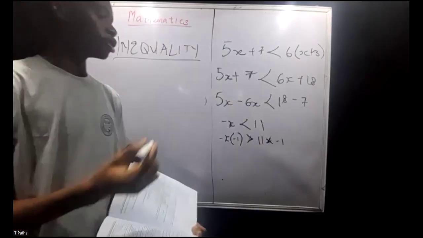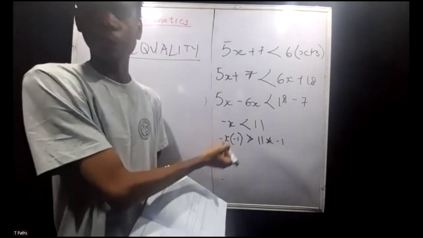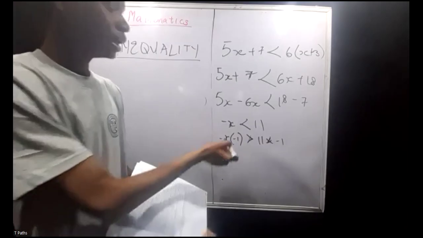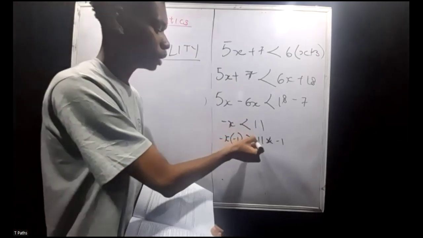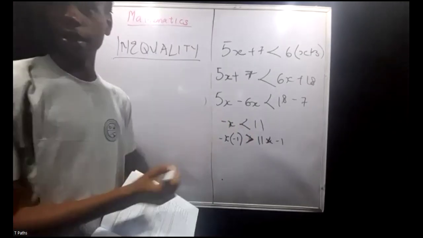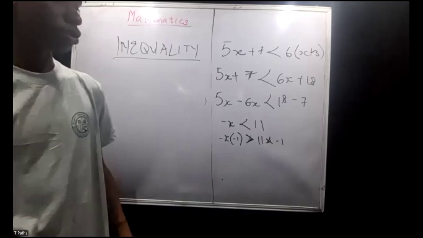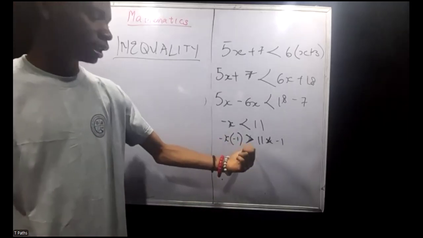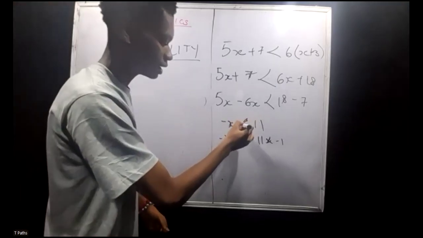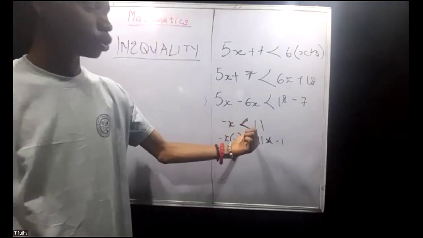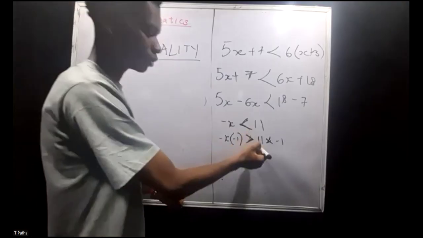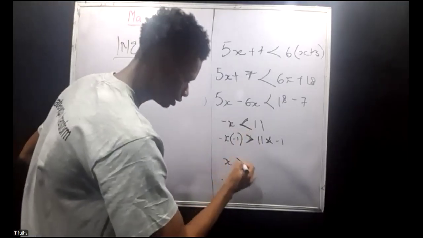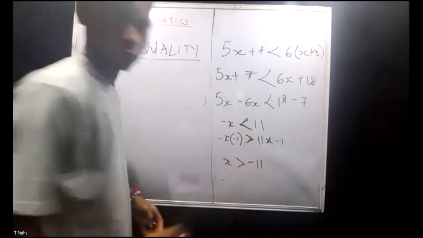Anytime you are dividing or multiplying by a negative number in inequality, the inequality sign will change. If this is less than, it will change from less than to greater than. If this were greater than, it will change to less than. Because I have less than in this inequality expression, this will become greater than. So this becomes x is greater than minus 11.